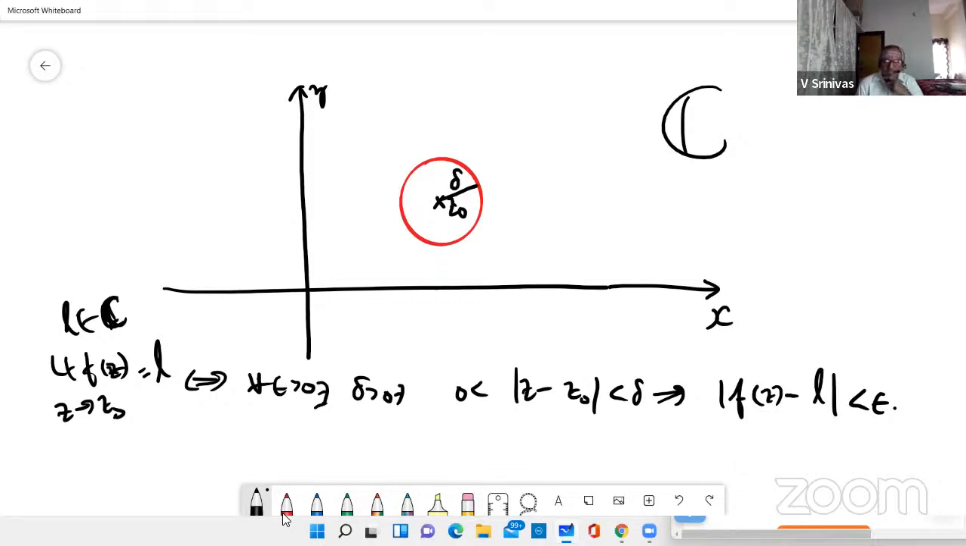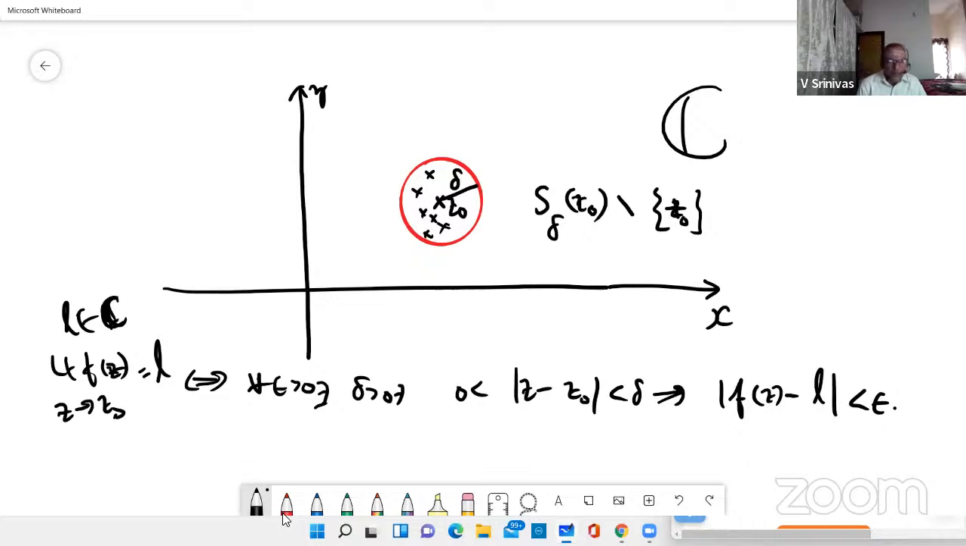The radius is delta. So centered at z naught, you take the circle of radius delta, and these z values are inside this circle. This set of points z is called the delta neighborhood of z naught. This is also called an open disk centered at z naught of radius delta. And you are not taking z equal to z naught, so it is deleted. It is the punctured delta neighborhood of z naught.